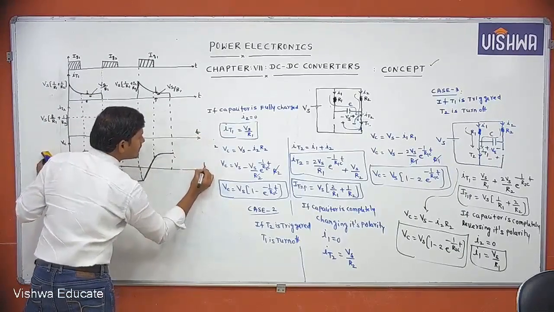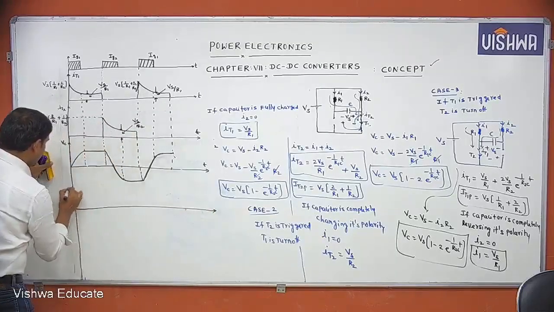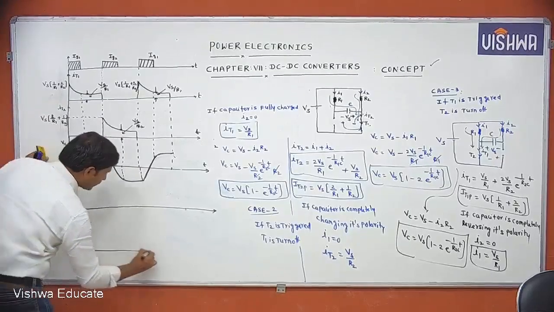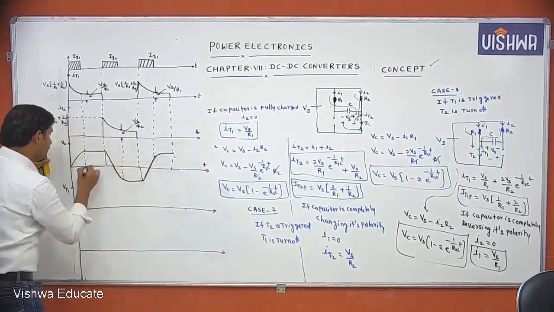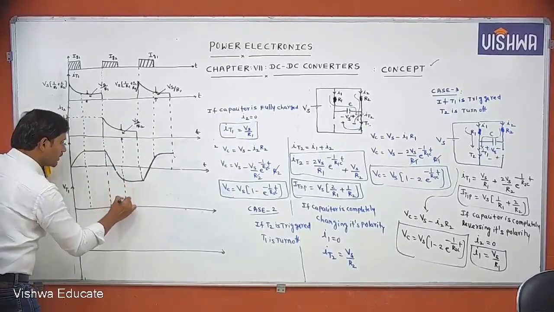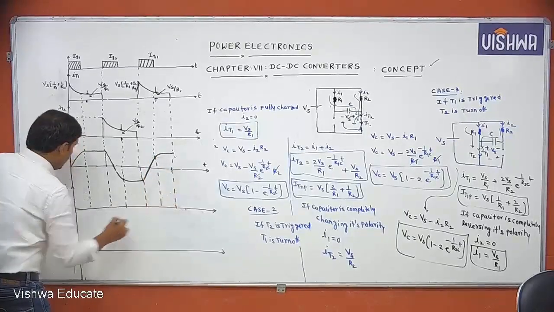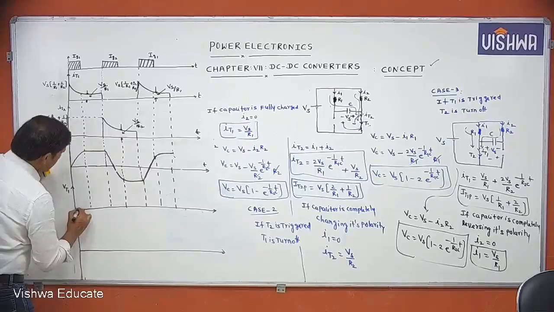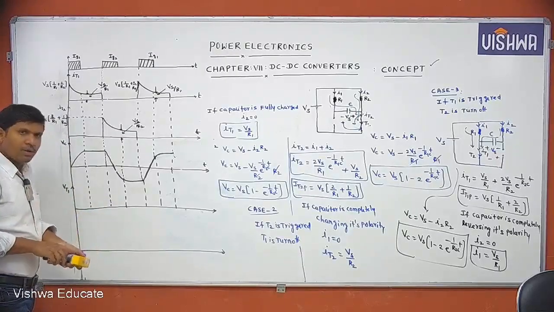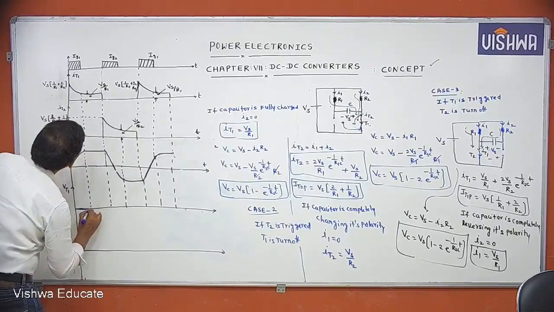This is T. Now I am drawing the voltage across the T1 thyristor. This is VT1, and the voltage across the T2 thyristor. With respect to the T1 thyristor and T2 thyristor, I am drawing the waveform. Here T1 is conducting. The voltage across T1 is 0. Once T1 is conducting, the voltage across T1 equals 0. Up to this, T1 is conducting.